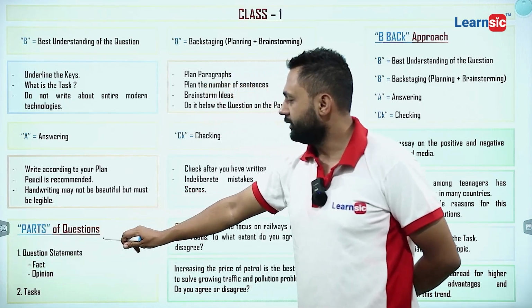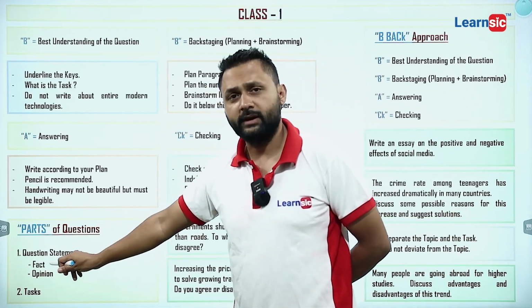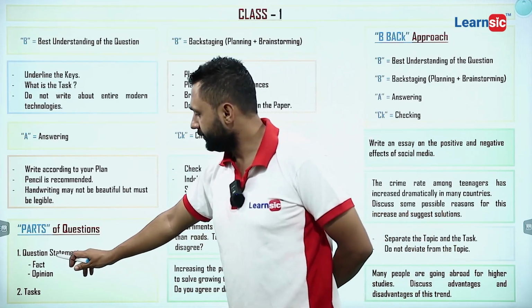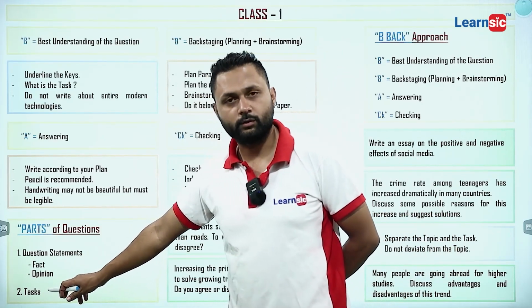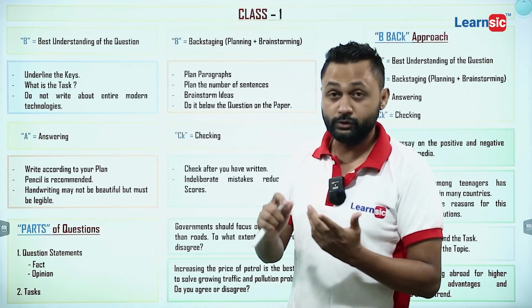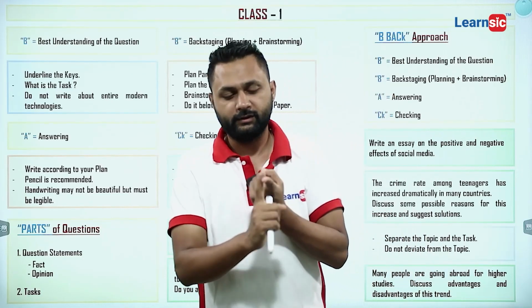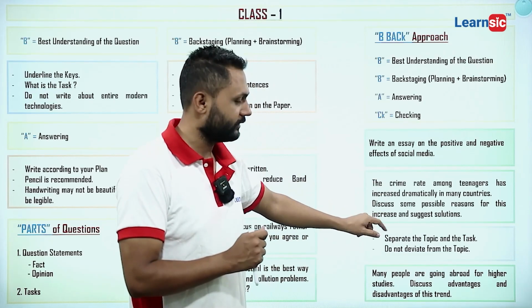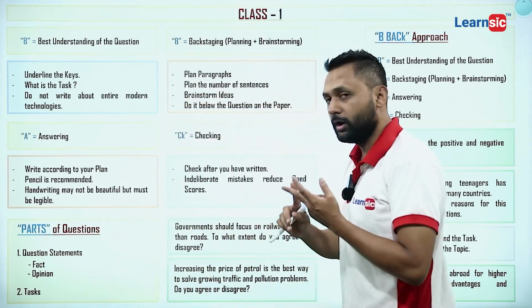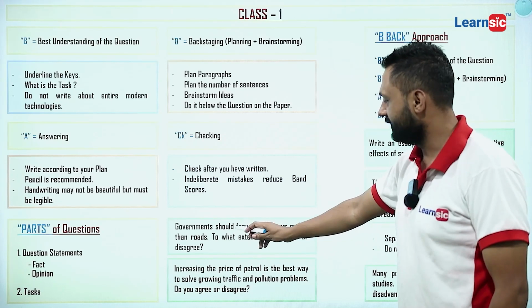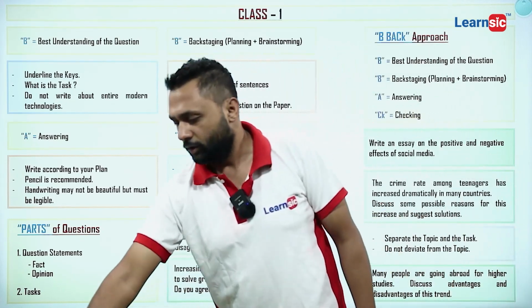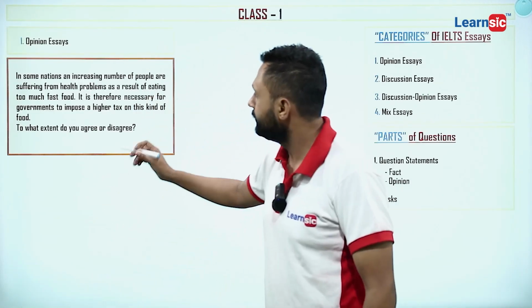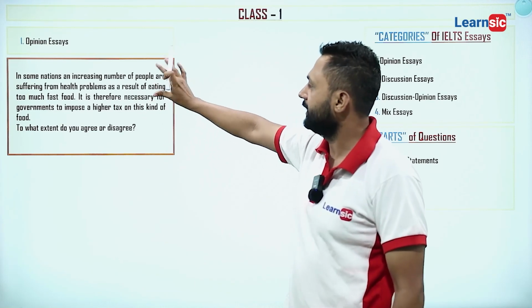As I told you before, in question statements we can find a fact, we can find an opinion, and after that we'll find a task in our question. You may only find a fact and a task, in some cases. You may only find an opinion and a task. Or you may find both fact and opinion and a task, as in this case.